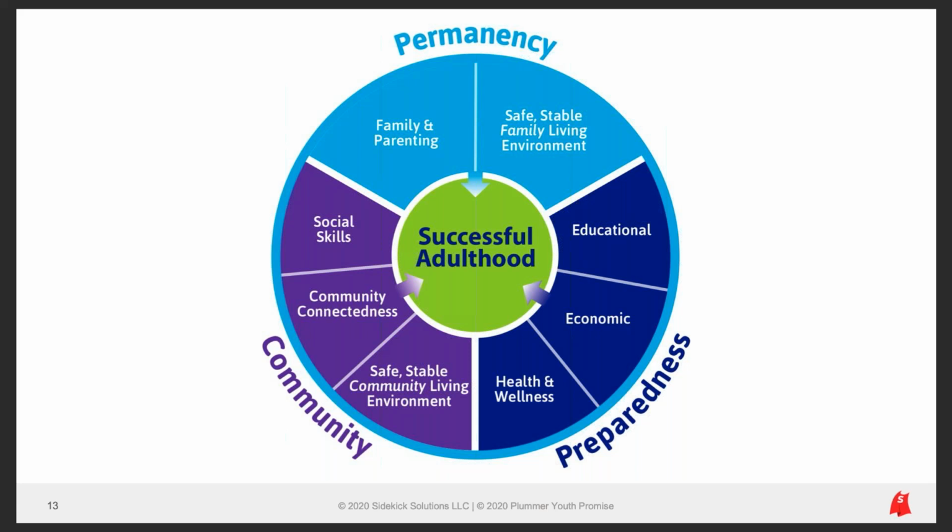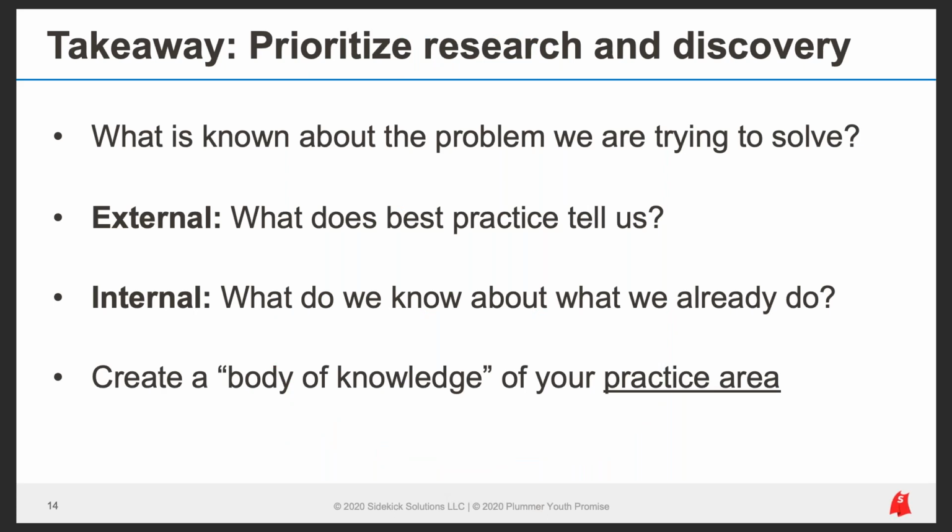So if designing the program model is a start, how do you actually get started? I think there are four takeaways from our process. The first one is really thinking about prioritizing the external research and that internal discovery. So I've said that a couple of times now. And the research and discovery starts with a critical question. What do we know about the problem we're trying to solve?